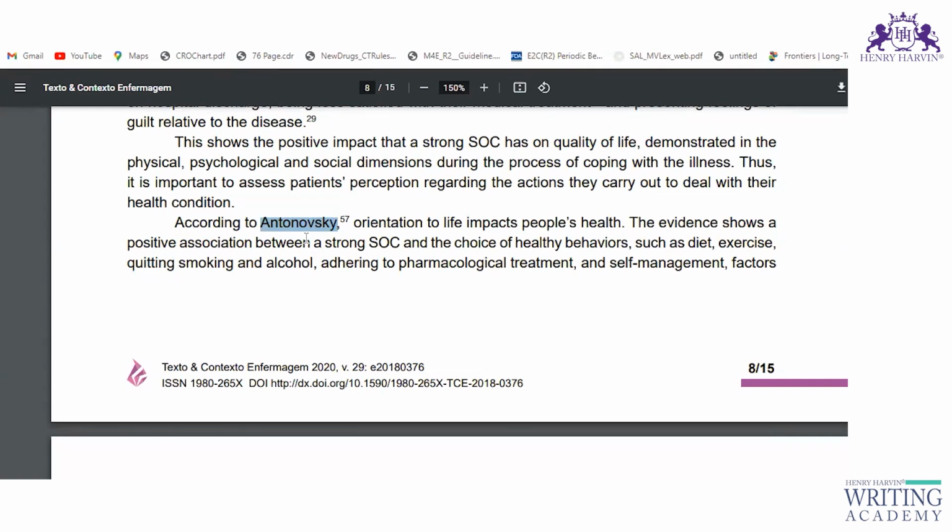Okay, so here it is written as according to Antonovsky. Antonovsky is the name of the author. So here, according to Antonovsky, you can write, according to, like, you can write your name, according to Navamita, and then you can write what is the opinion of the author.